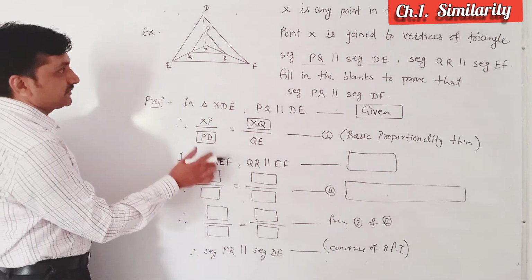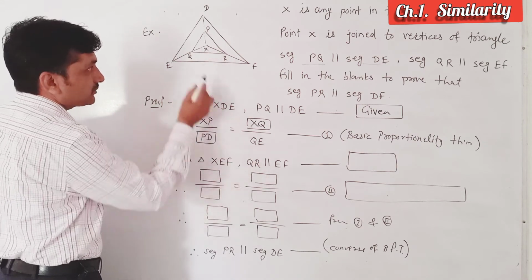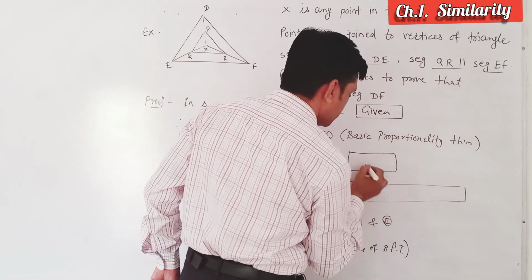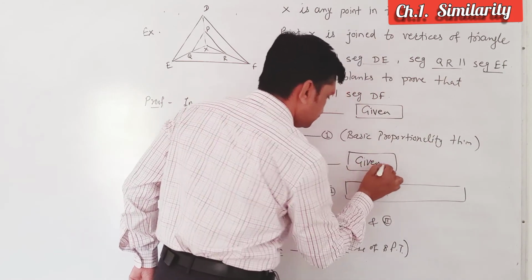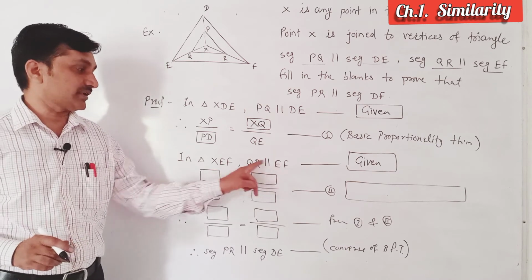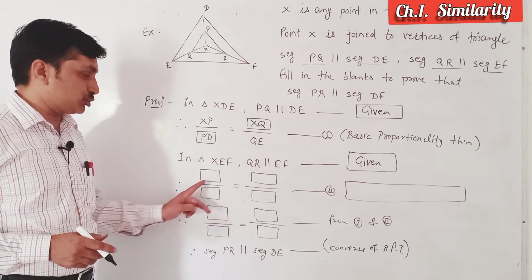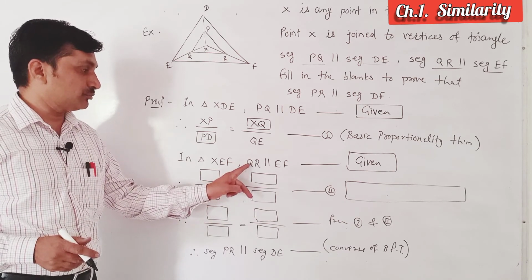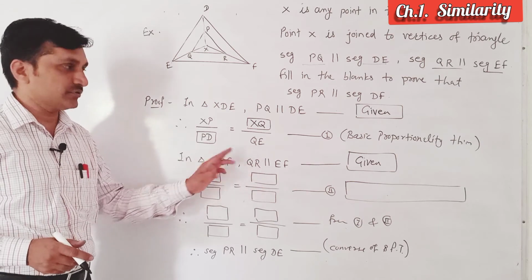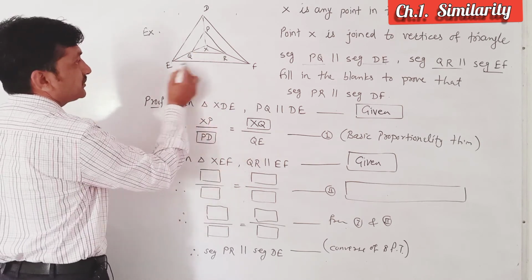Second triangle XEF. QR is parallel to EF. Here also QR is parallel to EF. It is also given. Again use BPT because the line is parallel to a side. By BPT, here ratios are equal. First ratio will form here at Q, second at R, or R first, Q then. Now here you see X, E, F, Q, R.